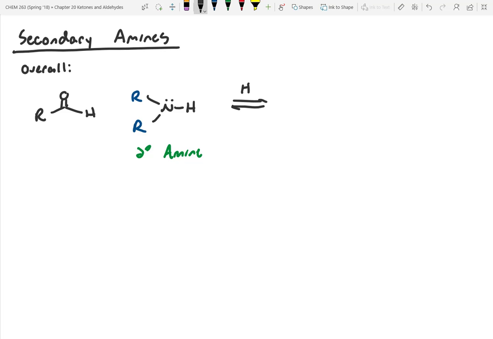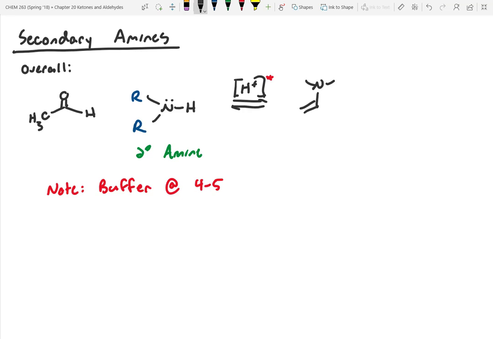Again, this is going to typically be done under a buffered system. Buffer at approximately a pH of 4 to 5, so it's still acidic but not super acidic. And when you do this reaction, actually, sorry, I'm going to change this and add in the CH3 here. We'll just keep it simple. When you do this reaction, what you're going to do is form a new functional group that we haven't seen before. Looks like this. And you're going to kick off water.